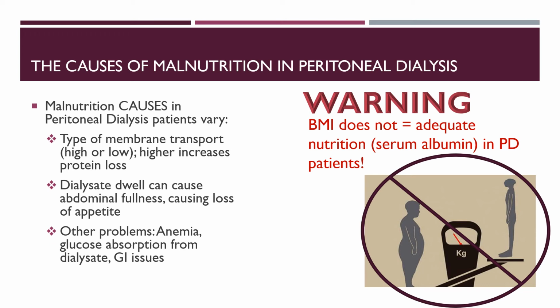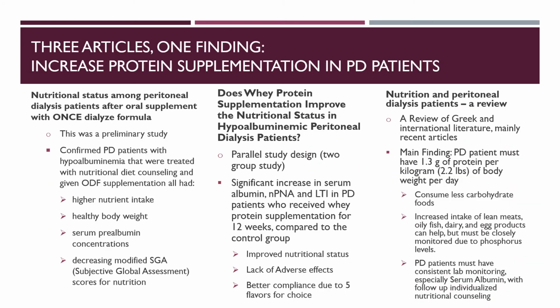Current research trends all agree. PD patients must increase protein intake. And this was found in these 3 articles. Supplementation is key in this population. 2 of these articles are research articles and 1 is a review of literature. All agree. Diet counseling is a must. Education for these patients is a must. In a lot of cases, supplementation was found to be a must.